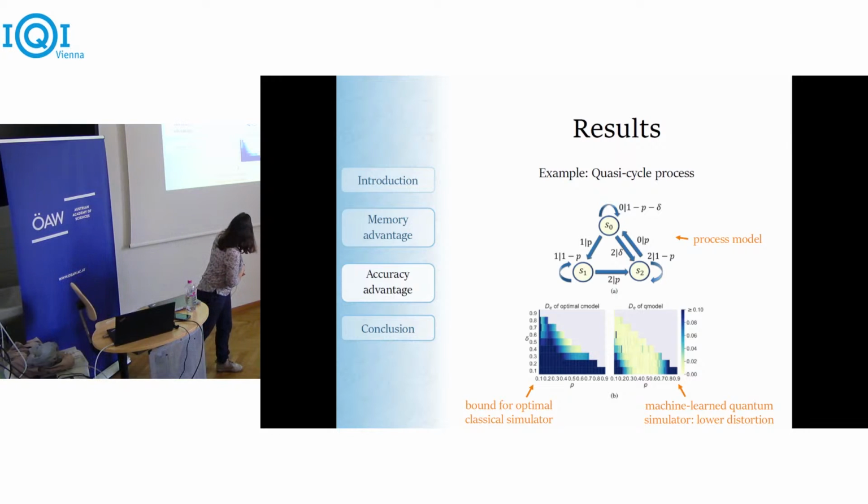The colors don't show up super great, but I guess it's okay. So these are the process parameters, P and delta. Each pair specifies one process out of this family. And the color here is the distortion. On the left, we have a bound on the distortion the best possible classical simulator can achieve. You can see this blue area is large distortion. But on the right, we're showing the distortion that our actual machine-learned quantum simulator achieves. You can see that the distortion is lower, up to an order of magnitude lower.